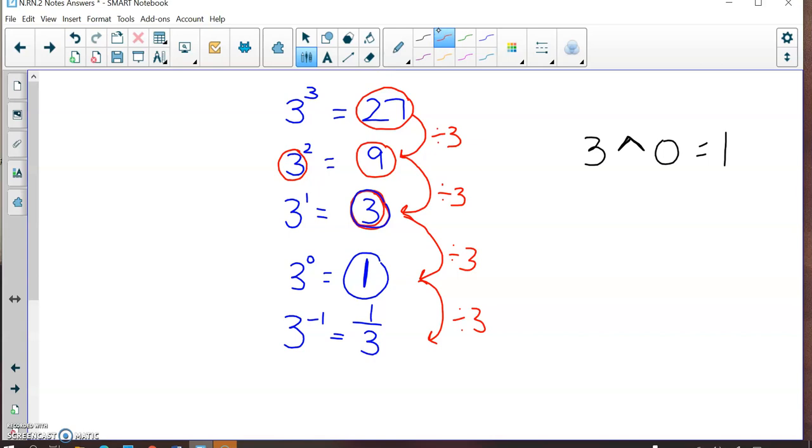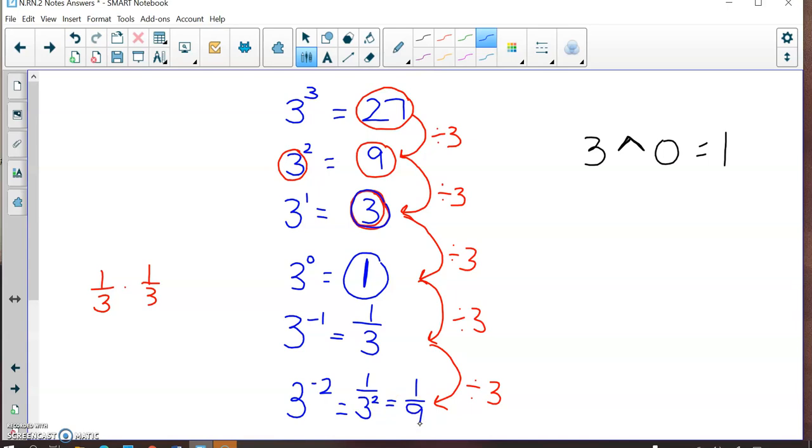And same thing if I do 3 to the negative 2nd power, that's really 1/3 divided by 3, which is the same thing as 1/3 times 1/3. So I would wind up with 1 over 3 to the positive 2nd power, which is 1/9.